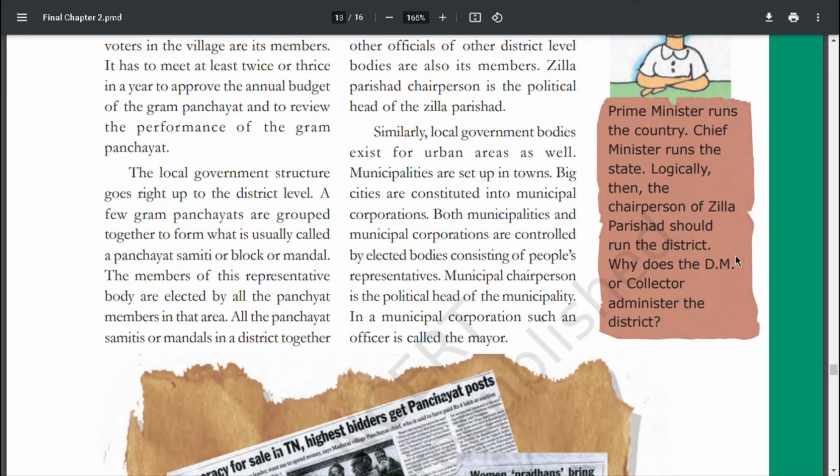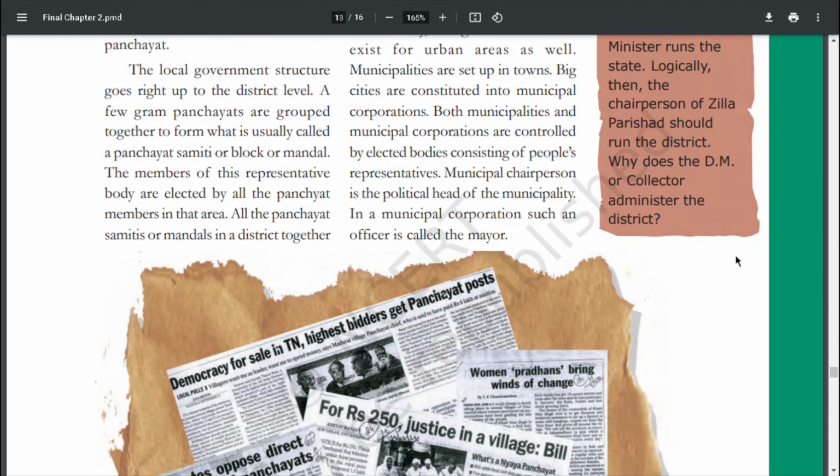Similarly, local government bodies exist for urban areas as well. Municipalities are set up in towns. Big cities are constituted into municipal corporations. Both municipalities and municipal corporations are controlled by elected bodies consisting of people's representatives. Municipal chairperson is the political head of the municipality. In a municipal corporation, such an officer is called the mayor.